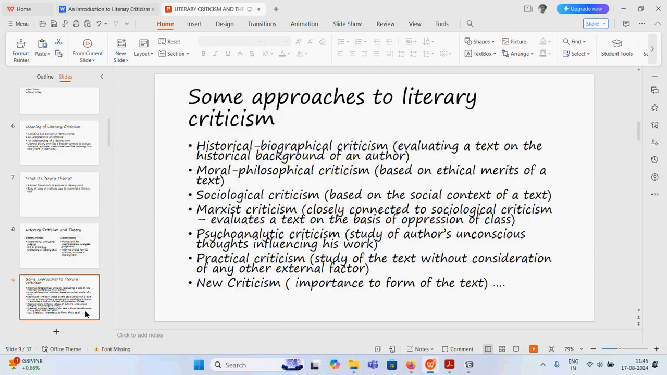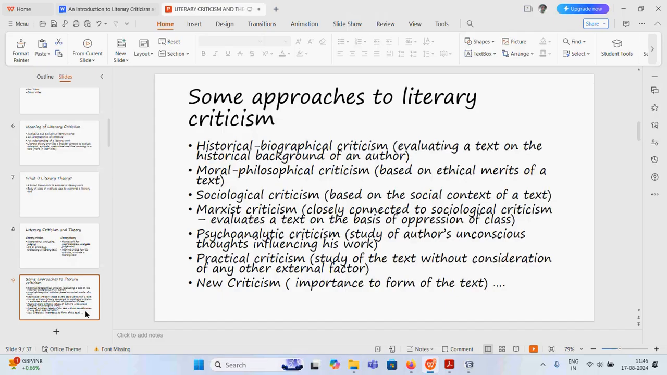I'll take you further so that we can understand some approaches to literary criticism. One is the historical biographical criticism, where a critic evaluates a text on the historical background of an author. In which historical period did the author live? Did the historical period have an impact on the work? If so, how does it impact our reading of the text? This is what happens in the historical biographical criticism.